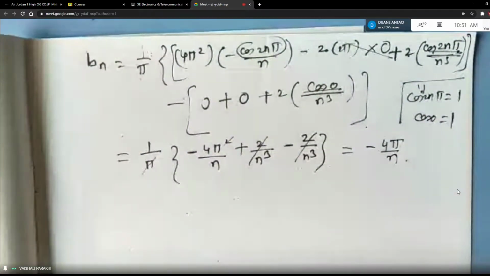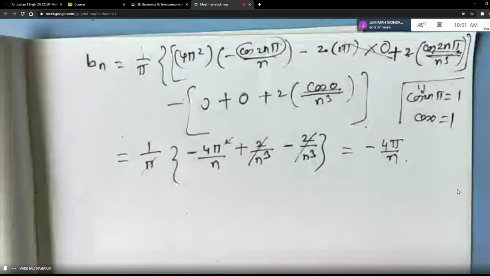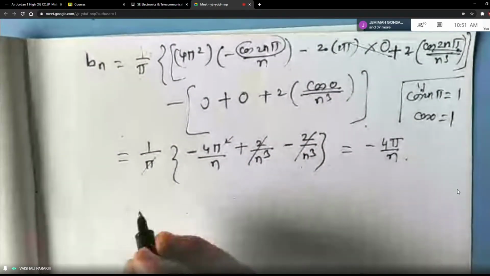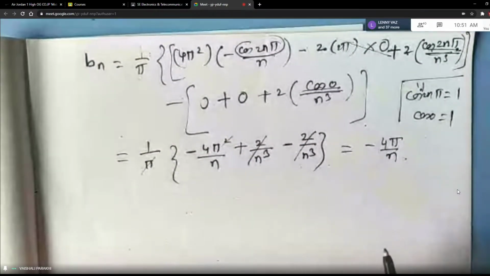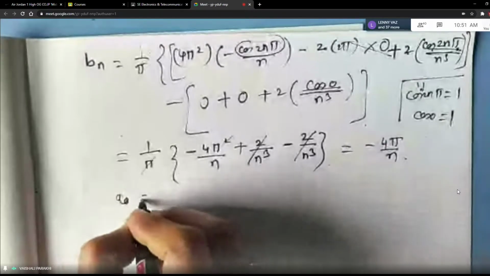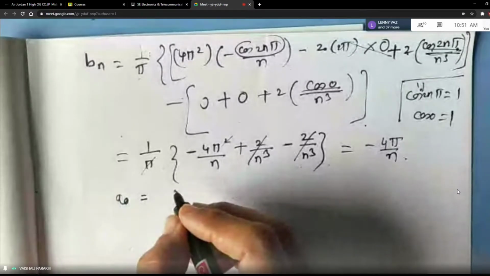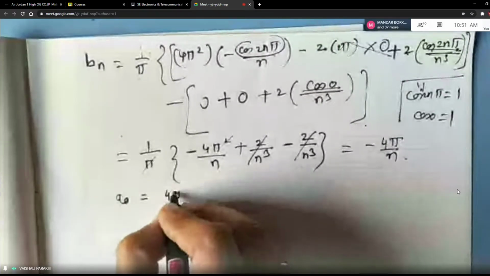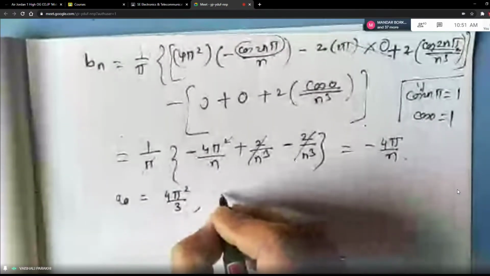Any doubt? So if you understand this, students, then you will not find any difficulty in solving these big problems. I don't think anything much is there in this topic other than carefully solving the integral. So now see, students, we got three Euler's constants. First, A naught. What is A naught we got? Isn't it 4 pi square by 3? Then what is A n we got?